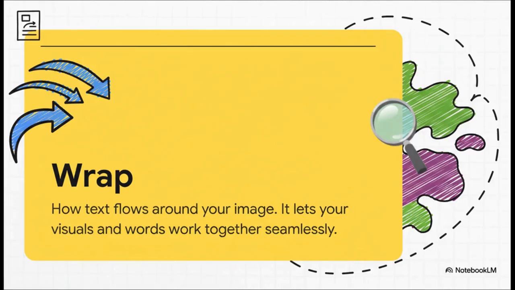And working hand in hand with the anchor is wrap. This is all about how your text flows around your picture. Do you want it to hug the image really tightly, or maybe you just want the text to stay on one side? Getting the wrap right is how you get rid of those big, awkward white spaces and make your text and visuals look like they belong together.